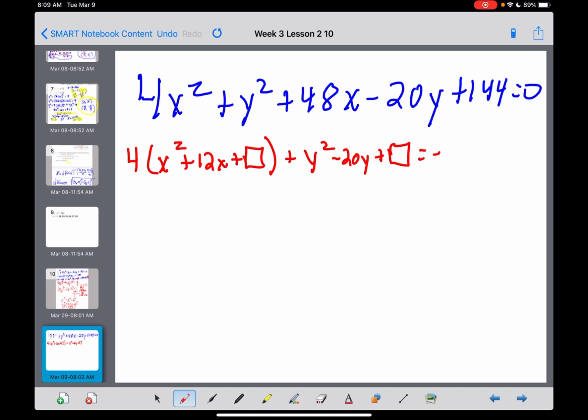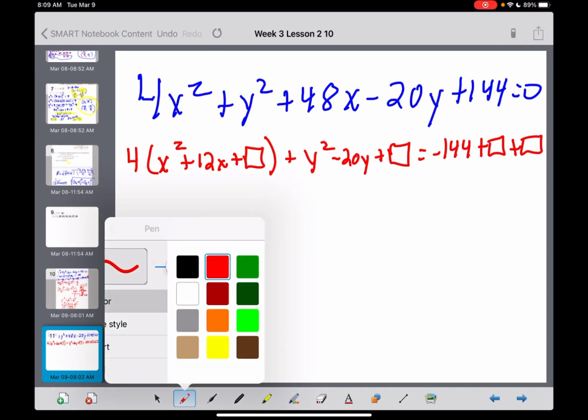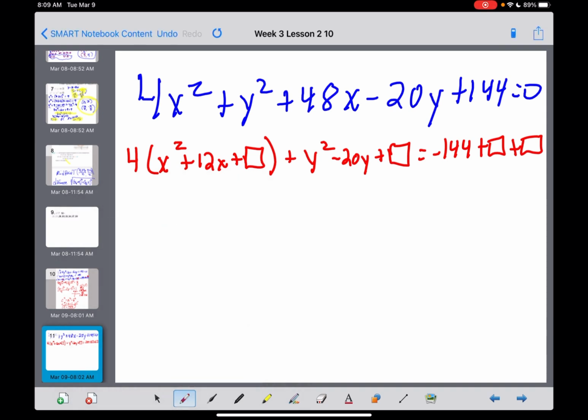It's going to equal negative 144 plus something plus something. Well, what are our somethings? Half of 12 is 6, squared, so that's going to be 36. So not plus 36, we've got to go 4 times 36, which is 144. Well, that's going to give us nice numbers. 144, and then 100 and 100.